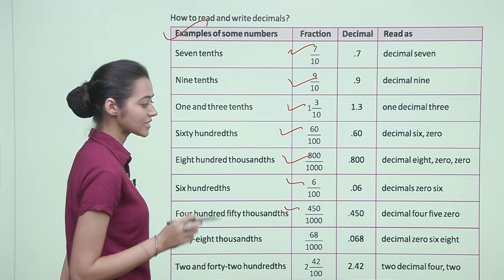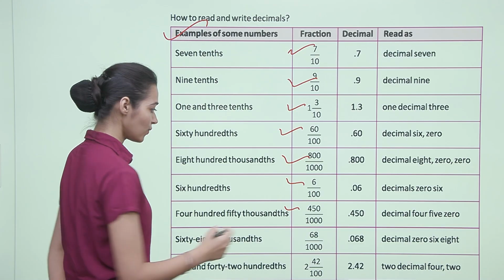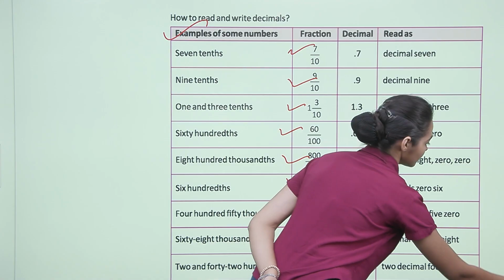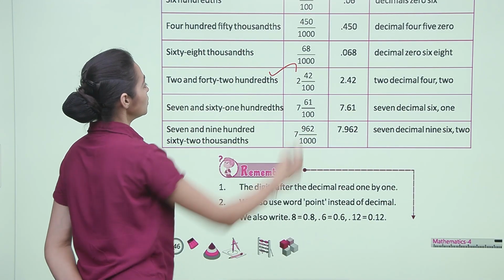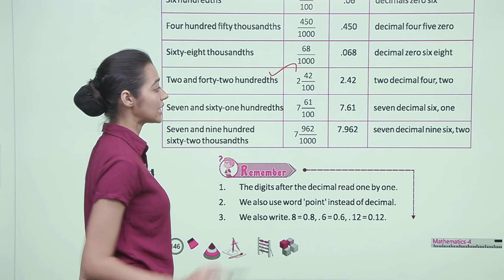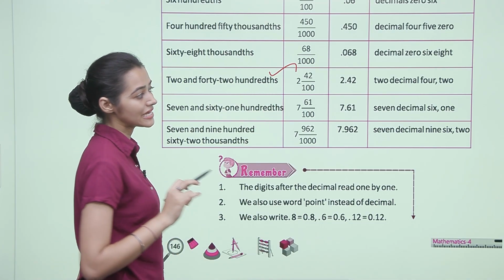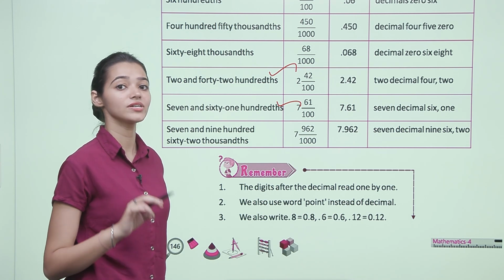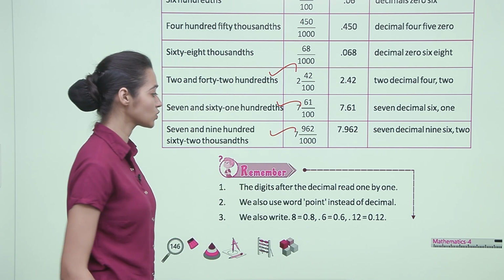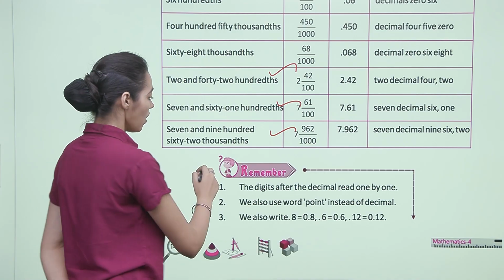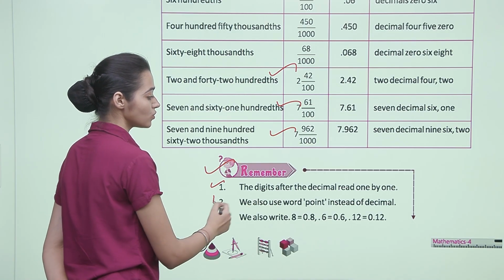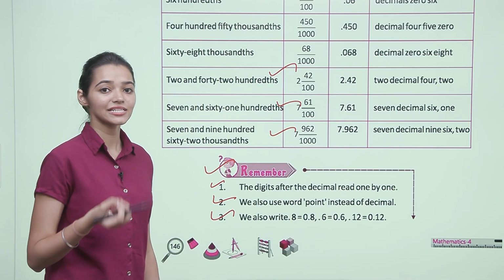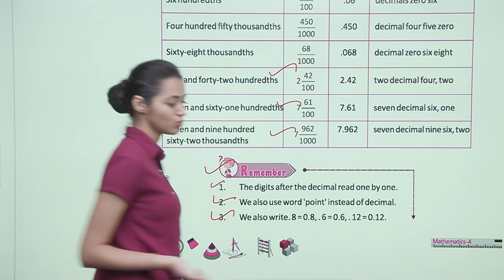450 by 1000, that is decimal 450. 68 by 1000, that is decimal 068. 2 and 42 hundredths, that is 2 decimal 42. 7 and 61 by 100, that is 7 decimal 61, and 7 and 962 by 1000, that is 7 decimal 962. Always remember the digits after the decimal are read one by one. We can also use the word point instead of decimal, and we can also write .8 as 0.8, .6 as 0.6 and .12 as 0.12.